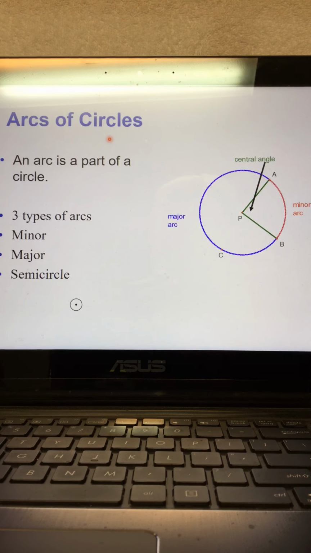An arc is simply a part or a portion of the circle. If I travel along this red part of the circle, that's an arc, because that's just a portion or a part of the circle. Or if I travel along this blue portion, that's a different arc of the circle. There's three types of arcs: minor arcs, major arcs, and semicircles. And I think you probably intuitively know what a semicircle is. Semi is half, so you're traveling around half of the circle there.